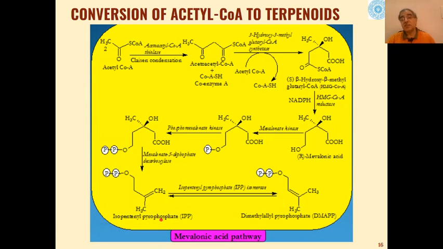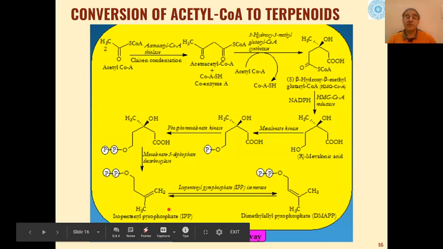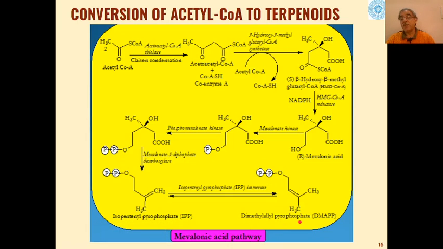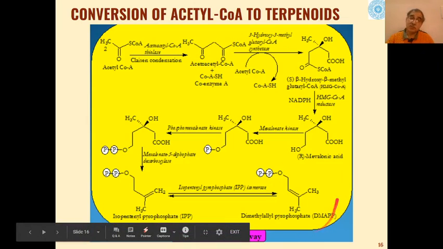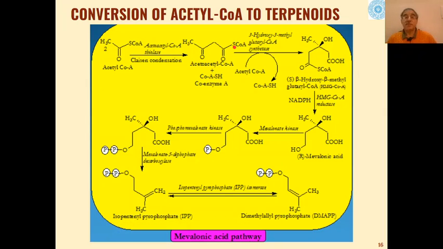which will act as a precursor for the synthesis of different types of terpenes. And this IPP can undergo isomerization in the presence of the IPP isomerase enzyme to this more stable form, dimethylallyl pyrophosphate, DMAPP, and this whole process is called the mevalonic acid pathway for the synthesis of terpenes.